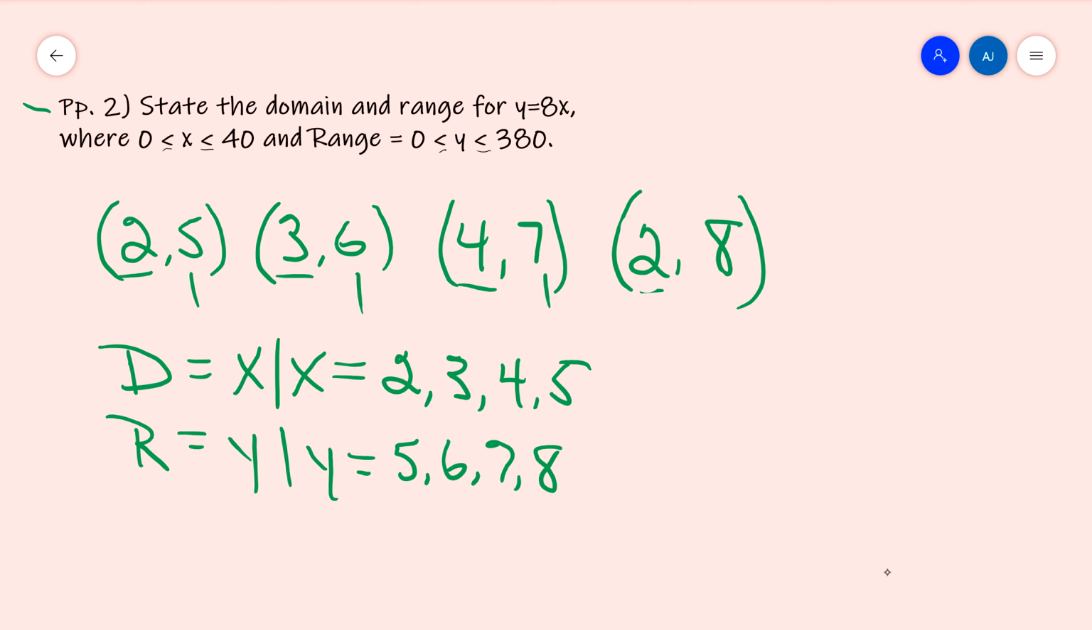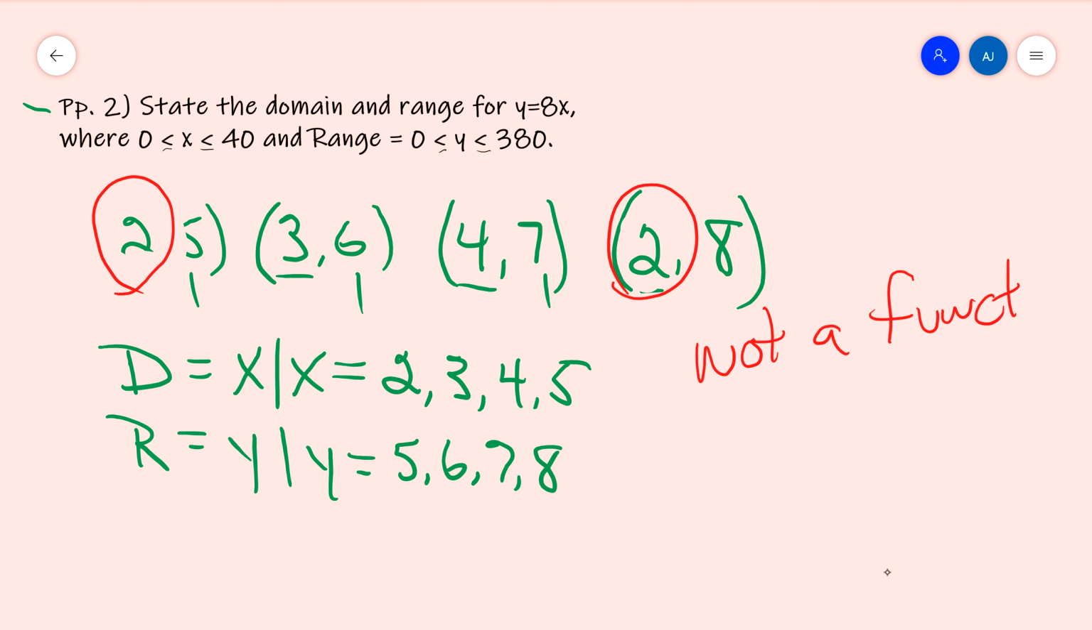Now when I look at these values for the domain, I've got 2, 3, 4, and 2. Oh, I have two 2's here in my x values. Oops. Here's a 2 here and a 2 here. So therefore, this is not a function. Not a function, because it has two values of the same in the x format.